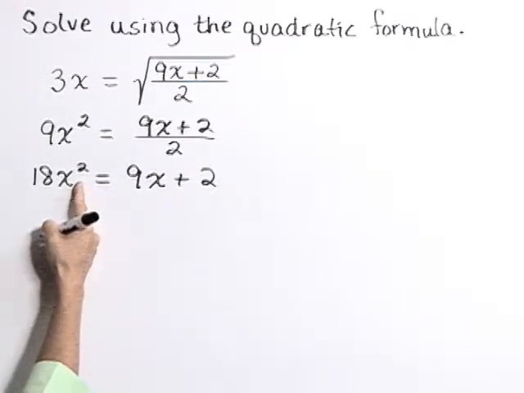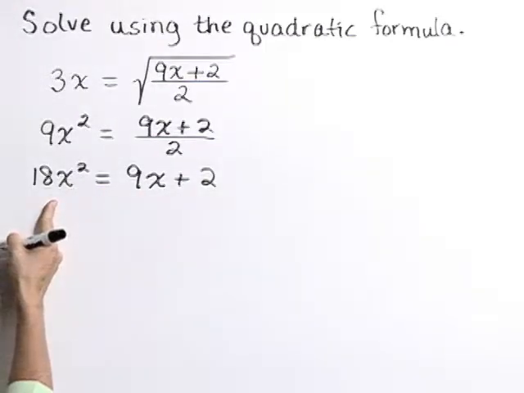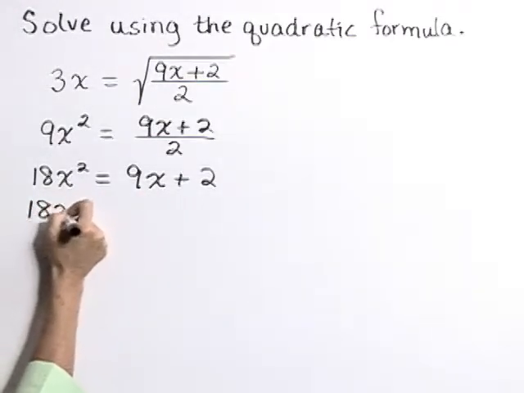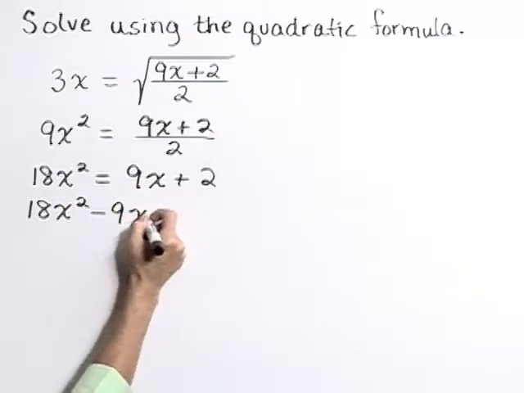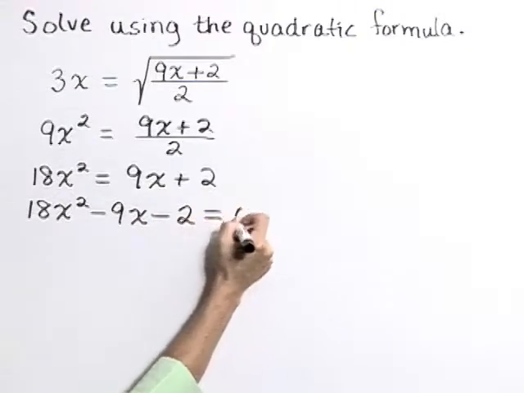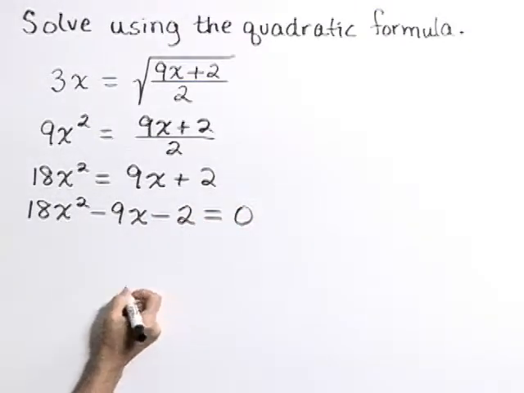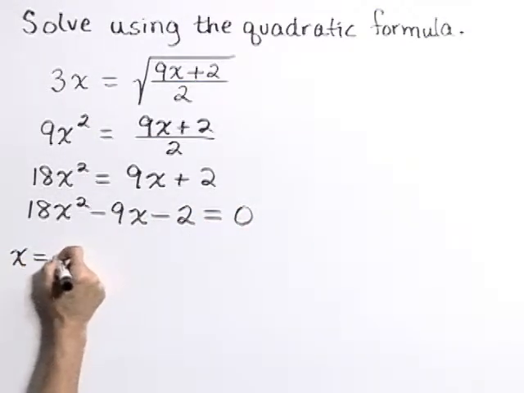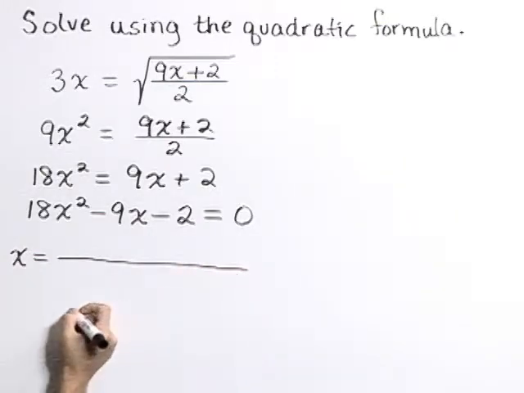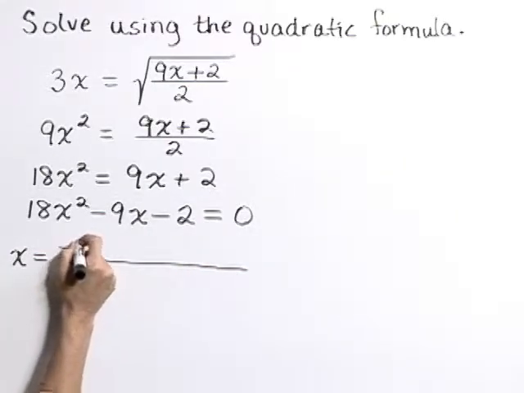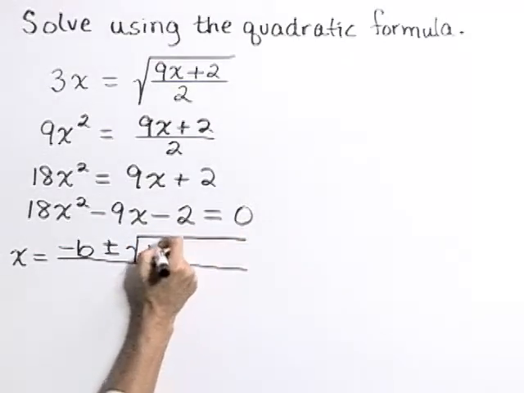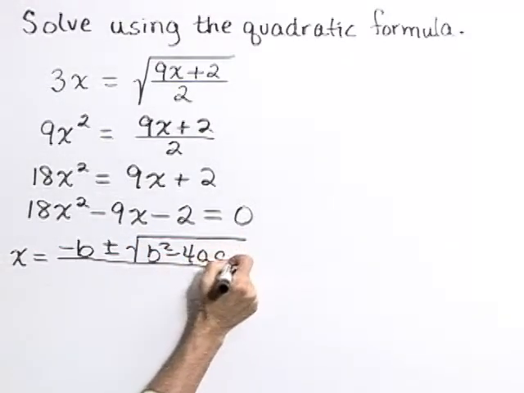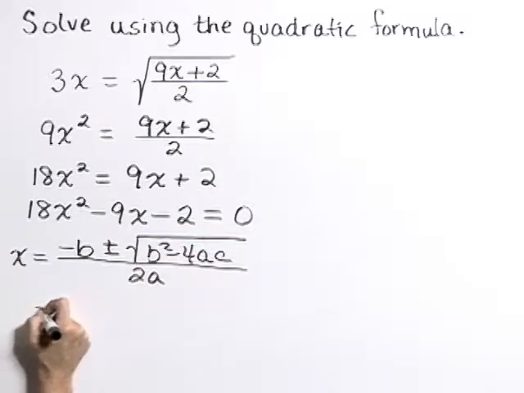We see we have a quadratic equation. Let's put everything on one side and write this in standard form as 18x squared minus 9x minus 2 is equal to 0. Now let's use our quadratic formula as indicated. x is equal to negative b plus or minus the square root of b squared minus 4ac all over 2a.